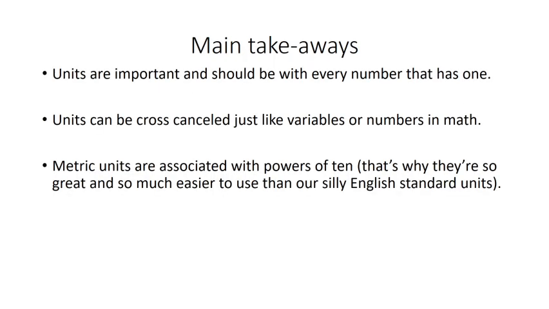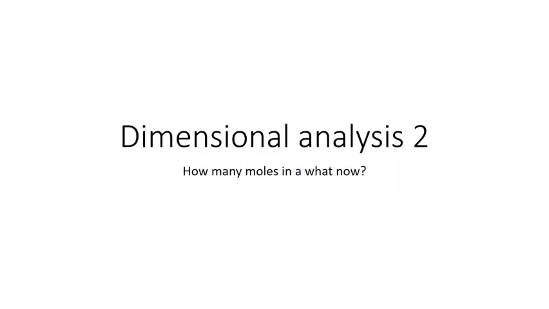So the main takeaways from this first part: units are important and they should be with every number. Units can be cross-canceled just like variables or numbers in math. And metric units are associated with powers of 10, and that's why they are so much better than English standard units.